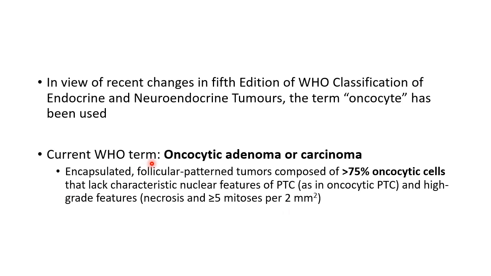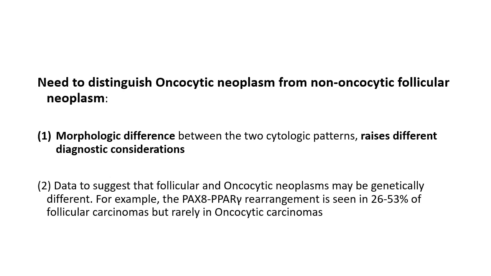So according to the WHO, what is oncocytic adenoma or carcinoma? It is an encapsulated follicular pattern tumor composed of more than 75% oncocytic cells that lack the characteristic nuclear features of papillary thyroid carcinoma, because oncocytic papillary thyroid carcinoma can also show oncocytic cells. So there should be no nuclear features of papillary thyroid carcinoma and high-grade features like necrosis or mitosis more than 5 per 2 mm square.